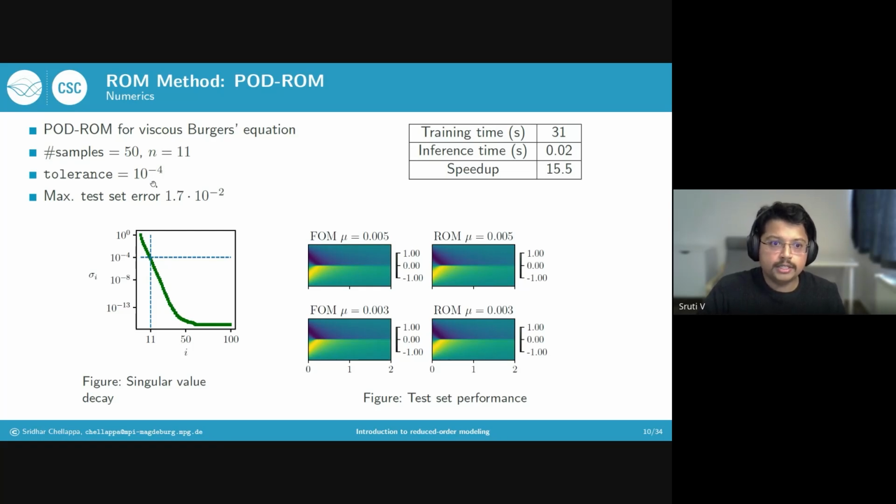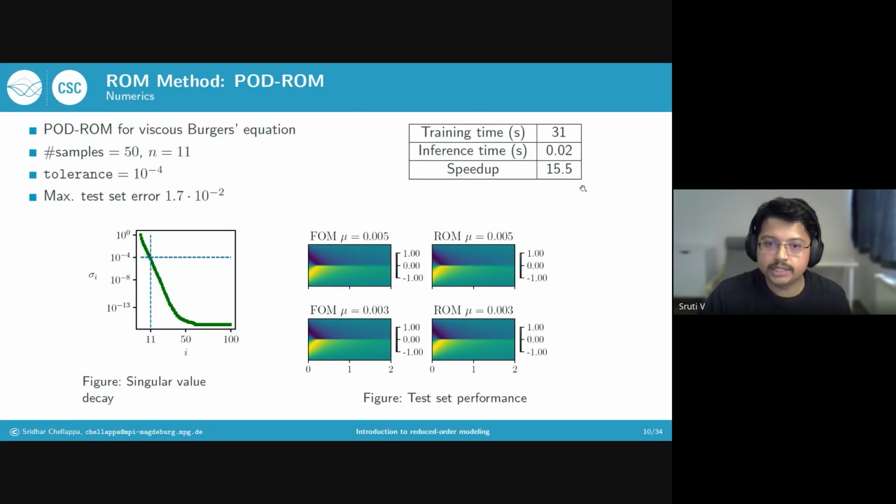So based on the tolerance, I simply plot the elements of the singular values. And then I say the first index which goes below 10 to the power minus 4 is going to be my reduced dimension, 11. So then I pick 11 singular vectors, and this is going to be my projection basis. Training time, which means the time for the collection of the data and also the SVD, is about 31 seconds for this toy example. The inference time is very, very fast, 0.02 seconds. And when we compare the speed with the full order model solve, you get around 15 times speed up.